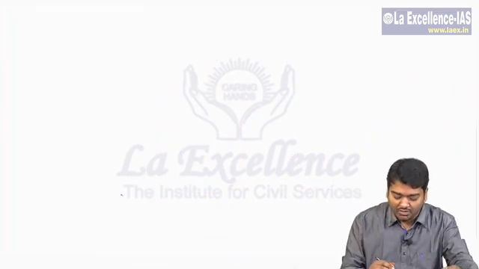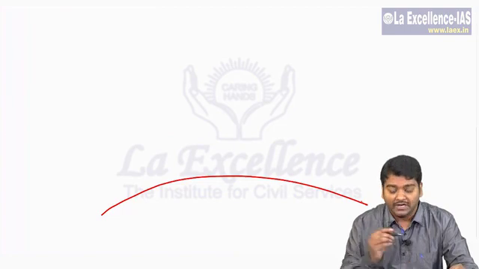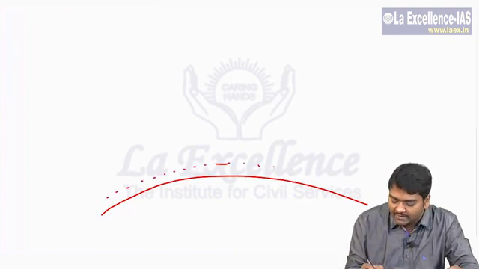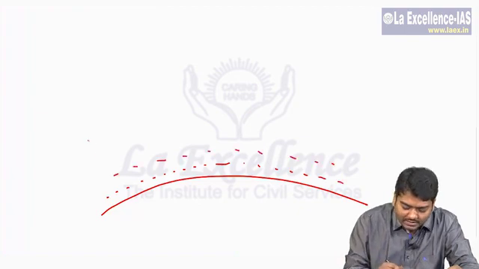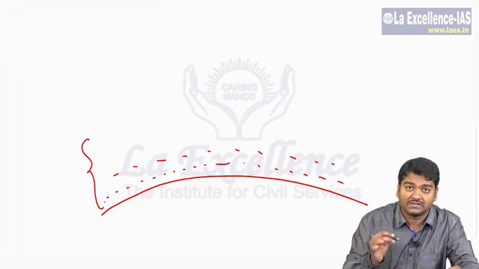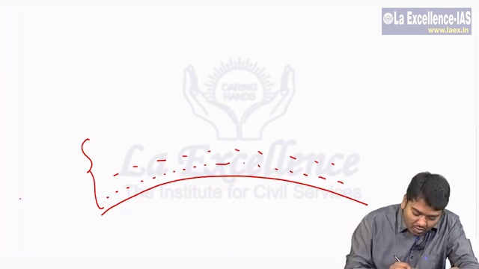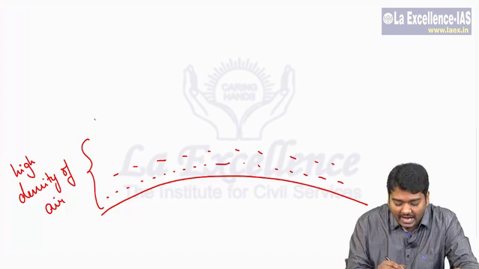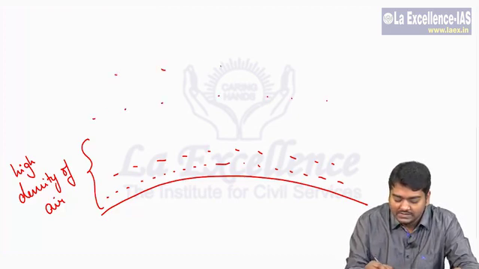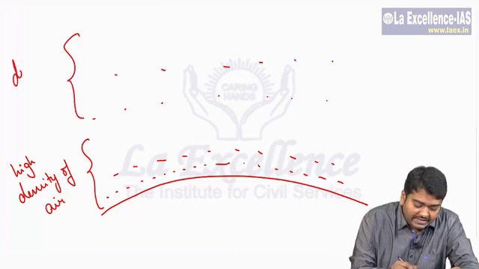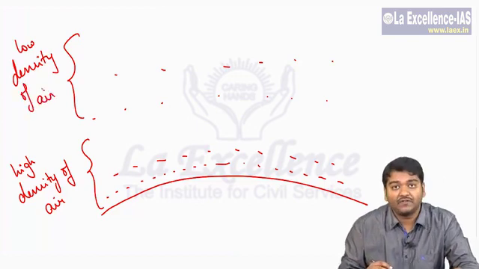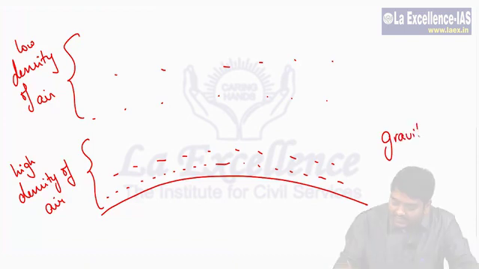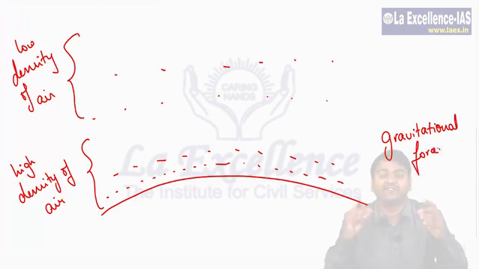This is one. The second important fact that you need to understand is, if you take the Earth's atmosphere, more particles are present closer to the Earth. That is, if I take the lower portions of the Earth's surface, we usually observe that you have high density of air. And as you move above, the density reduces, or we call it low density of air. Why is this difference? This is because of the gravitational force. So why are we talking about this? I'll tell you what is the significance of this.